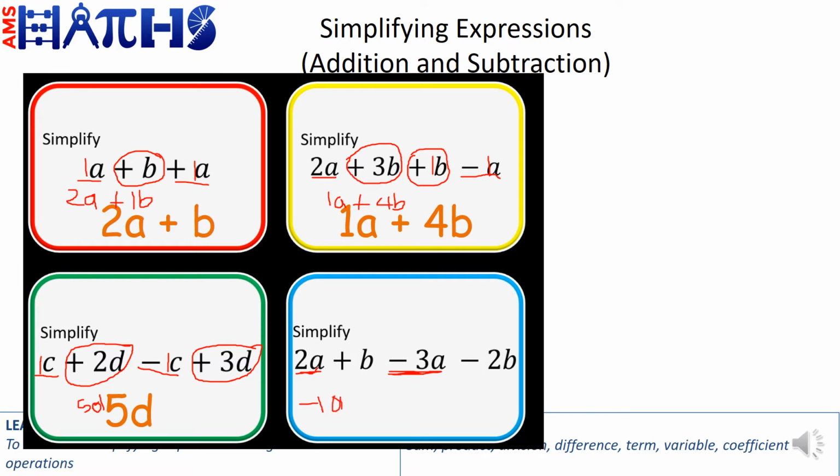Then we need to work out our B's. So we have plus 1B, and we need to subtract 2b's. So it's 1b minus 2b. 1 minus 2 is minus 1. So we have a minus 1b. So our answer therefore is minus 1a minus 1b, or simply minus a minus b.